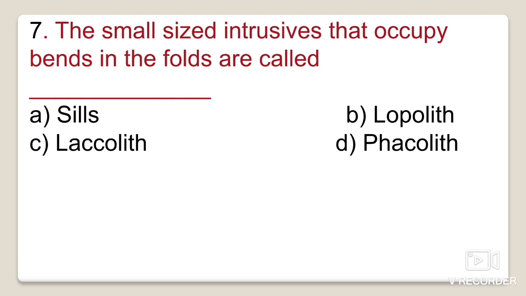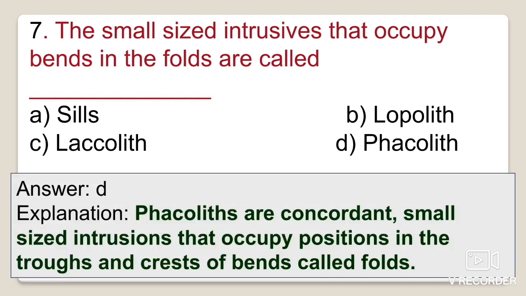So the small sized intrusives that occupy bends in the folds are called as sills, lopolith, laccolith, or the phacolith. You can answer this question only if you know the definitions of particular intrusive bodies. Okay, the option here is phacolith, as you can see in the description box, but you must understand the definitions of lopolith, phacolith, and laccolith.